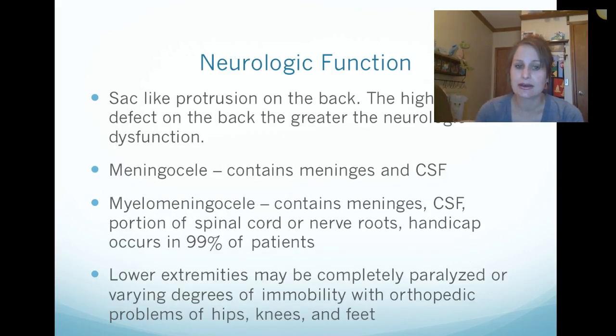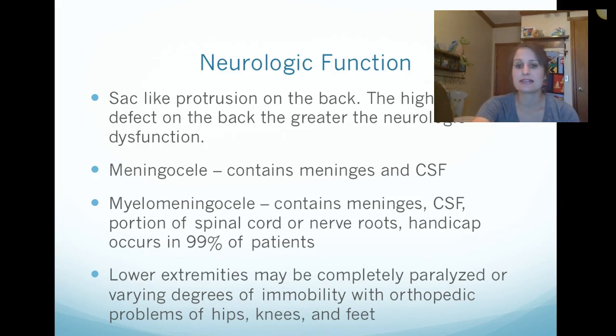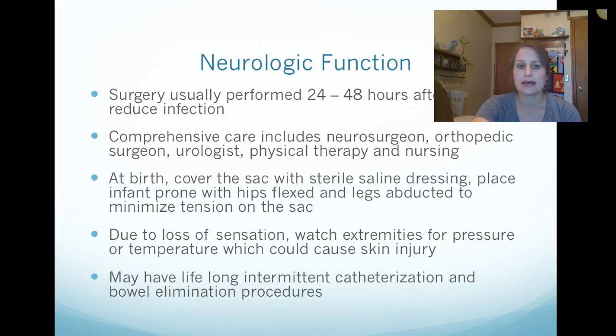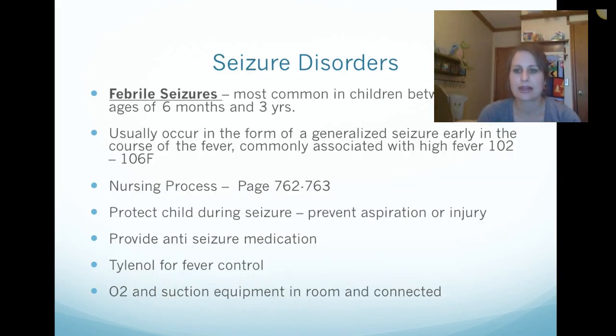Remember about care of the child. We want to do surgery quickly. Whenever they first come out, you're going to apply sterile water to that sac and protect that sac. They will be proned, and you want to make sure that they're not completely paralyzed or immobile in their hips and feet. Bowel and bladder sphincters could be affected, so we're checking this as well. Go back and read chapter 21 if you have any questions on that.